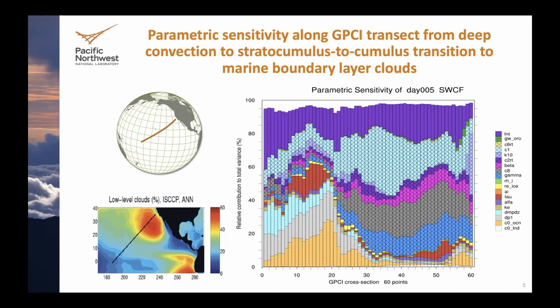Over the tropical ocean with active deep convection, not surprisingly, the parameters in the deep convection scheme such as tau, DMPDZ, DP1, and C0 ocean are all important. Together they contribute around 60% of the total variance. Over the transitional area, the role of C1, C8, and gamma in the CLUBB scheme gradually increases. Over the marine boundary layer region, on the very right side of the figure, C1, C8, and gamma become dominant contributors, accounting for more than 60% of the total variance.